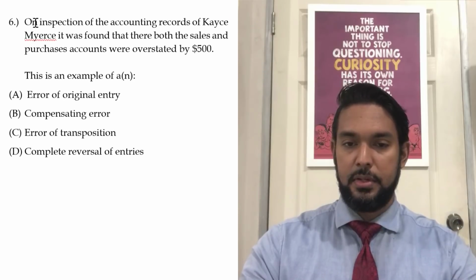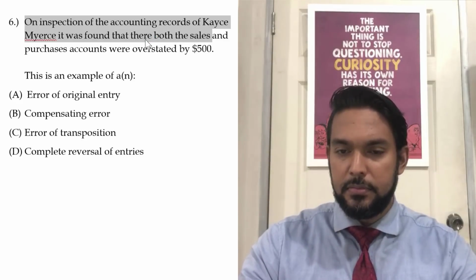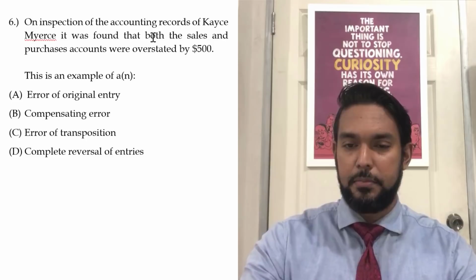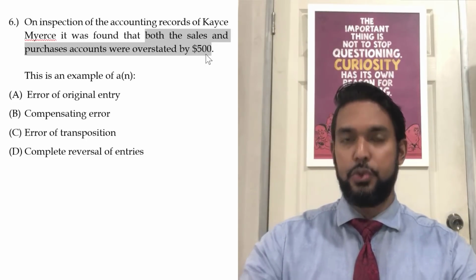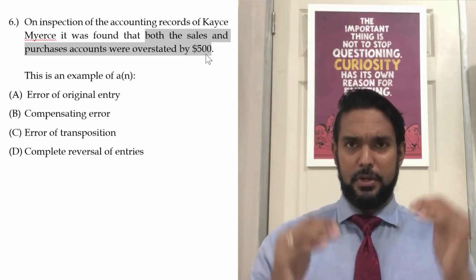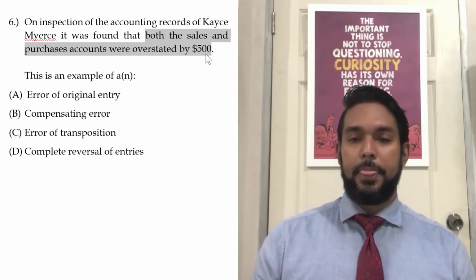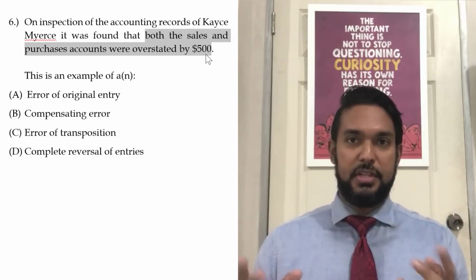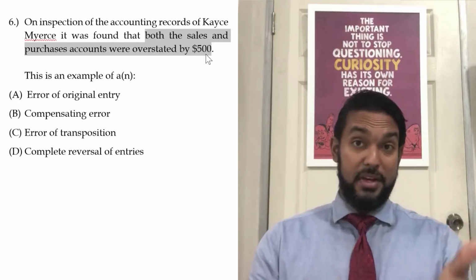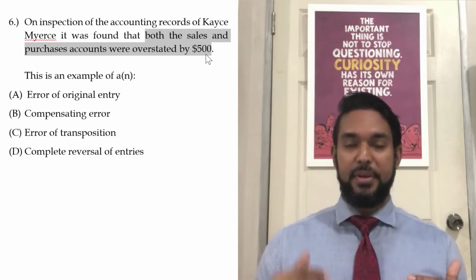And number 6, on inspection of the accounting records of Case My Ass, it was found that both the sales and purchases accounts were overstated by 500. So I actually mentioned this a little earlier when I was talking about if there was a balance. This is a compensating error. So it's an error that doesn't involve one transaction. We don't know which transactions happened, but they may not have been related, as in all of the other cases. So what happens here is that both of these accounts have errors in them, but they cancel off.